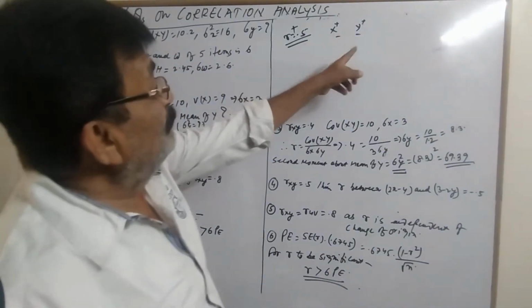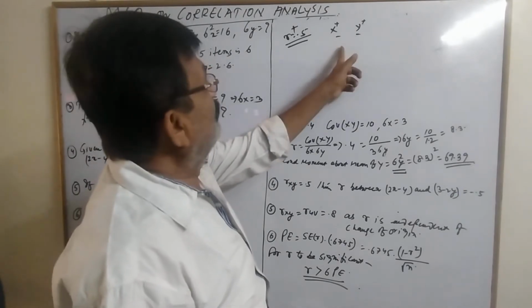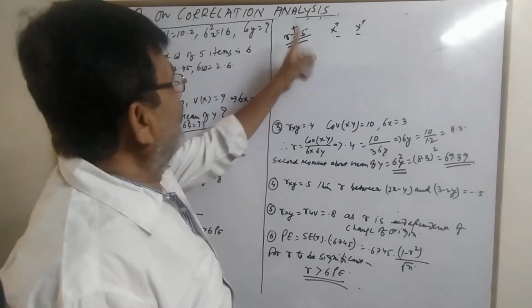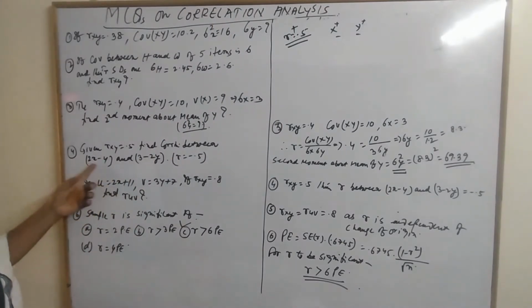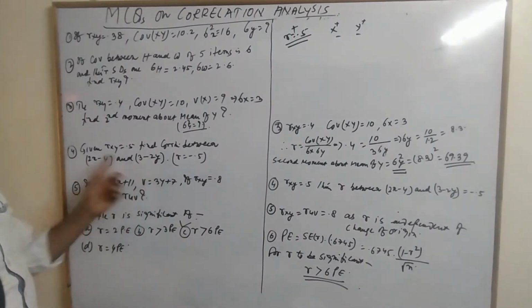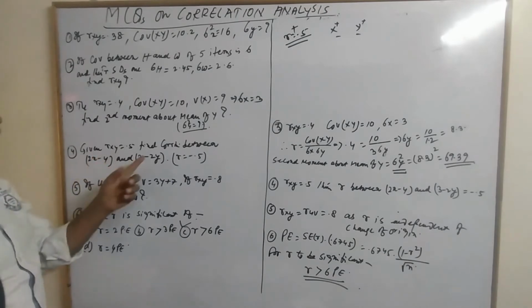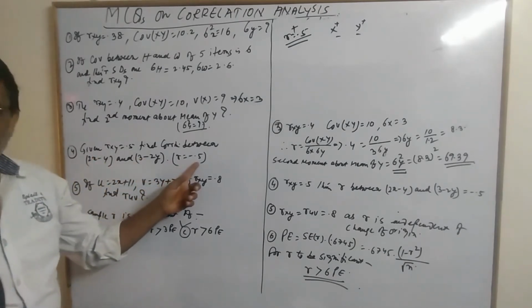If both variables are positive or both variables are negative, R would stand as 0.5. Now in this question, X is positive and Y is negative. So definitely R would be minus 0.5.